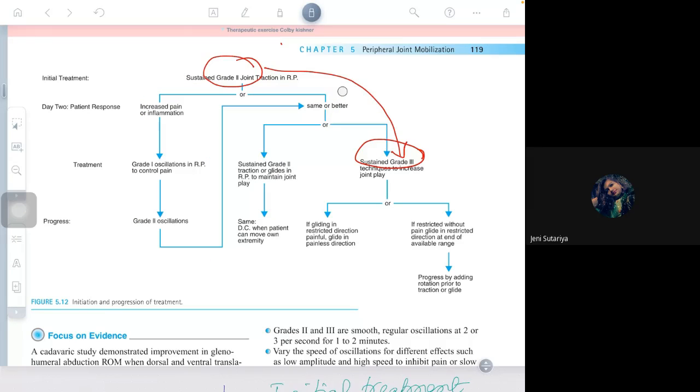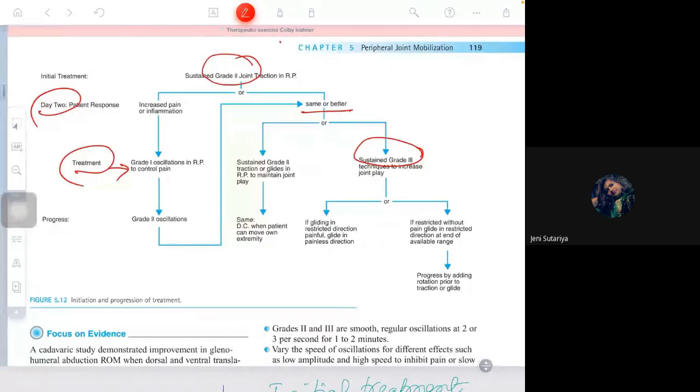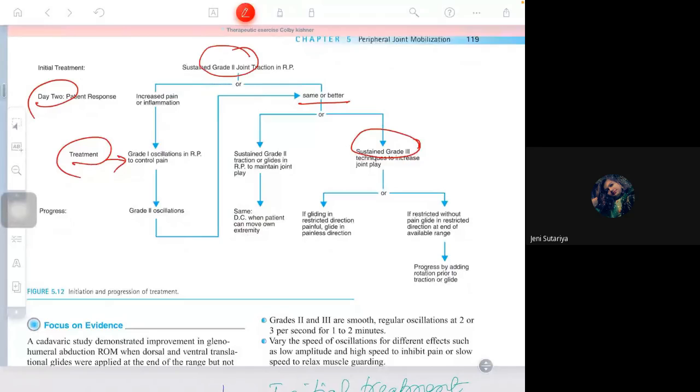Okay. So now this is the second day of treatment. What is the treatment on the second day? Clear? Sustained grade 3 technique is given. Now the question: why are you giving grade 3? Because grade 3 will increase the joint play. How is the joint play increased?